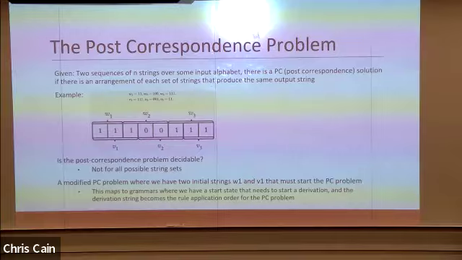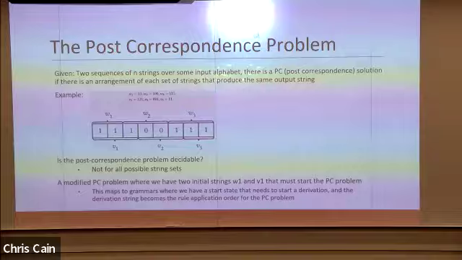So we can have a modified post-correspondence problem where we take two initial strings that have to start the post-correspondence problem. And this allows us to represent context-free grammars in terms of the post-correspondence problem. So we have a start state, and we need to start deriving some strings. Then the rule application order, which non-terminals we should go to in order to produce this string, maps to the concept of producing a string out of a context-free grammar.